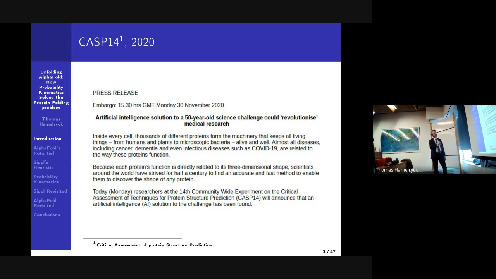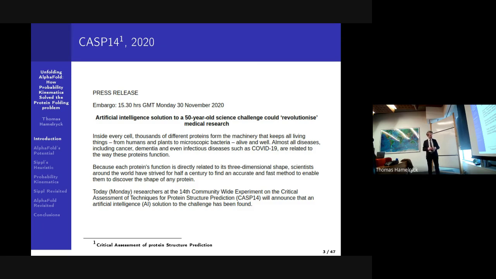So we're here in November 2020, and this is a press release of the CASP people. CASP stands for Critical Assessment of Protein Structure Prediction. This is like the Olympic Games of protein structure prediction. And there's a very dramatic press release: artificial intelligence solution to a 50-year-old science challenge should revolutionize medical research. This happened in November 2020. This 50-year-old problem was officially declared solved by the CASP initiative, which evaluates the efficiency of these predictions in a double-blind method.